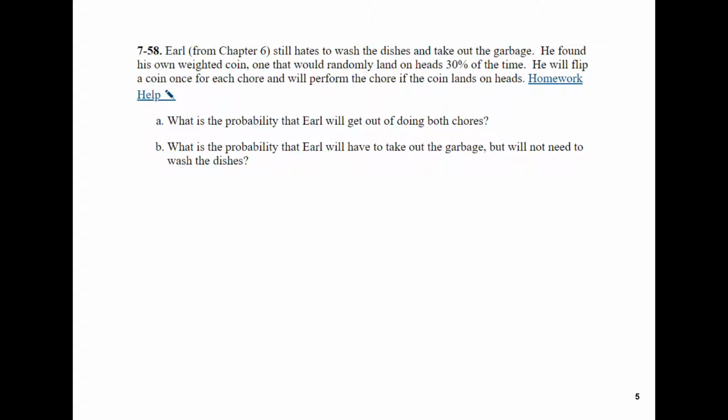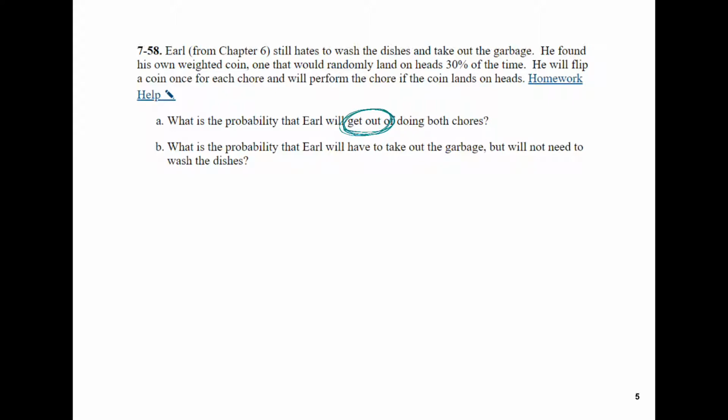7-58. Earl from chapter 6 still hates to wash the dishes and take out the garbage. He found his own weighted coin, one that would randomly land on heads 30% of the time. He will flip a coin once for each chore and will perform the chore if the coin lands on heads. So we're going to work with this probability problem, and we actually in A need to find out what is the probability that Earl will get out.